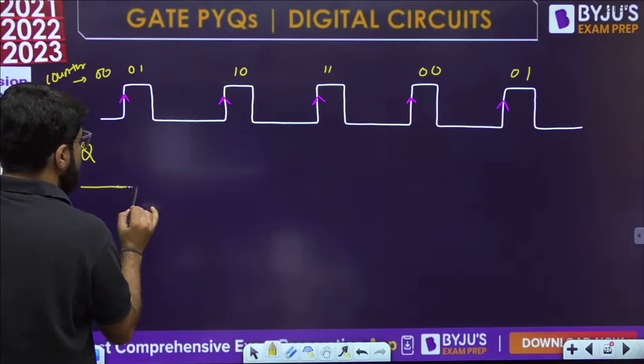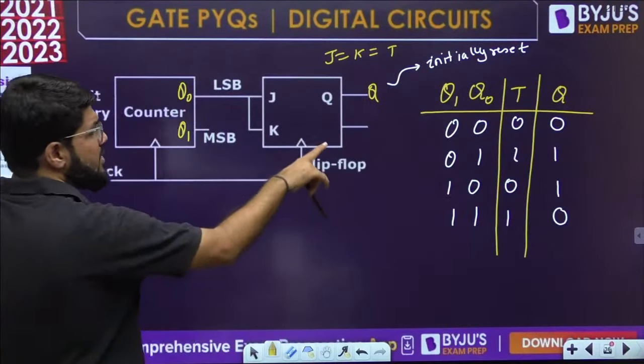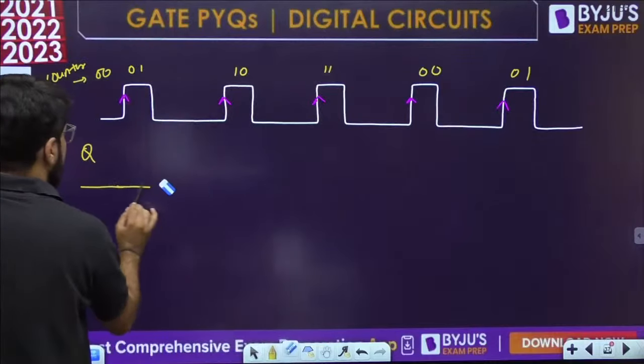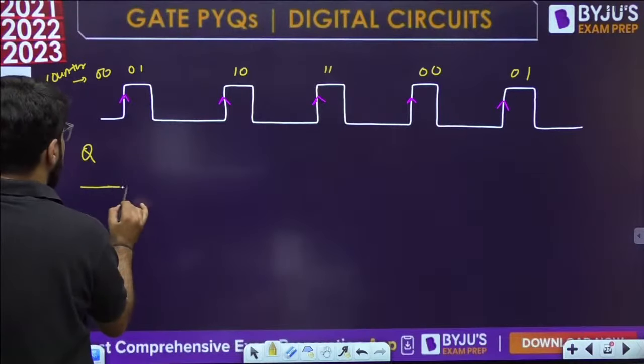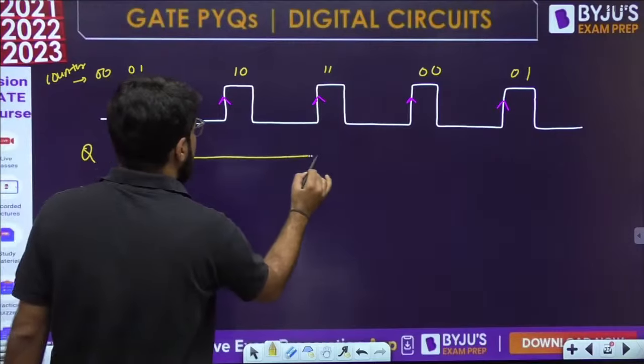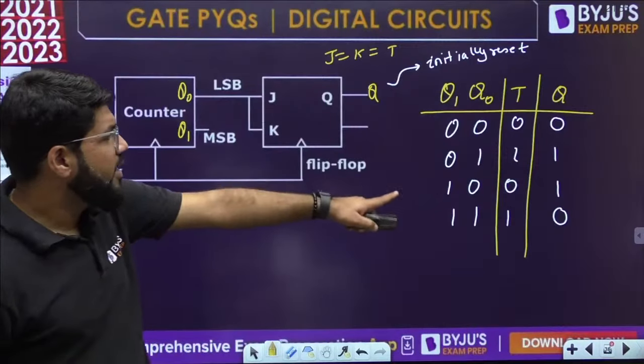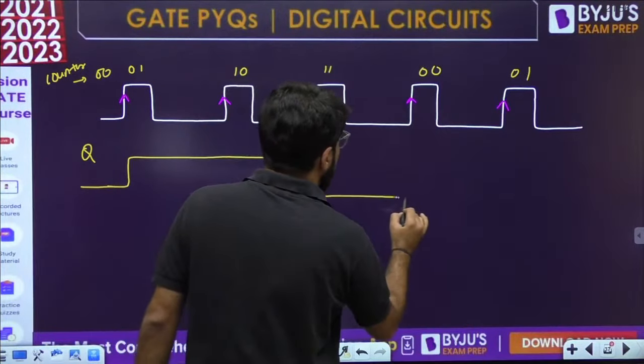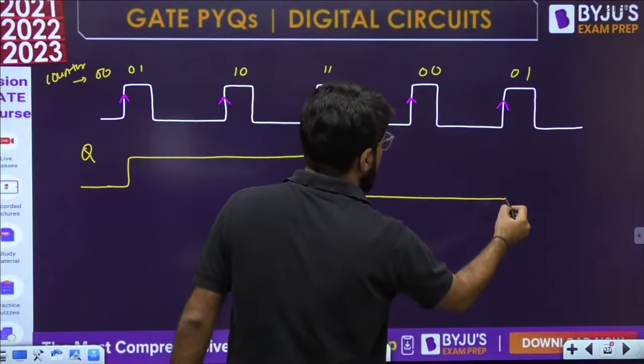So this is still 0. At 10 and 11, it is 1. Taking the value 01, it is going to become 1 here. At 10 also it remains 1. At 11 it again becomes 0 and remains 0. Again at 01 it will rise high.